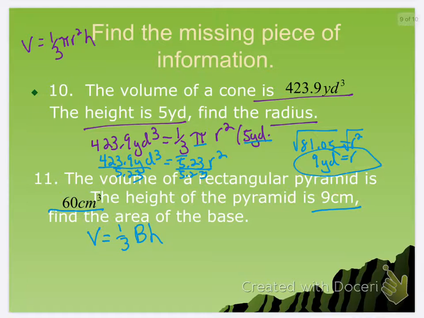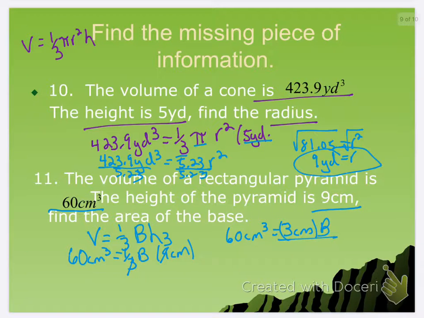Okay, so we know the volume here is 60 centimeters cubed times 1/3. Area of the base, that's what we're trying to find, so we'll leave that capital B, and my height is 9 centimeters. We know 3 goes into 9 3 times. So we're left with 60 centimeters cubed equals 3 centimeters times my B. When I get B by itself, divide each side by 3 centimeters. 3 goes into this 20. So we're left with B equaling 20 centimeters squared.